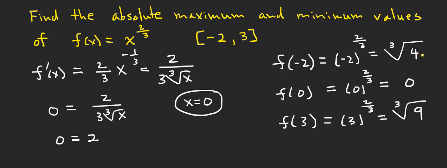Now, look at the y values. Which one has the highest y value? Well, it's cube root of 9. So the absolute maximum value is cube root of 9. It occurs when x equals 3. What about the absolute minimum value? Well, the lowest y value is 0. So the absolute minimum value is 0, and it occurs when x equals 0.